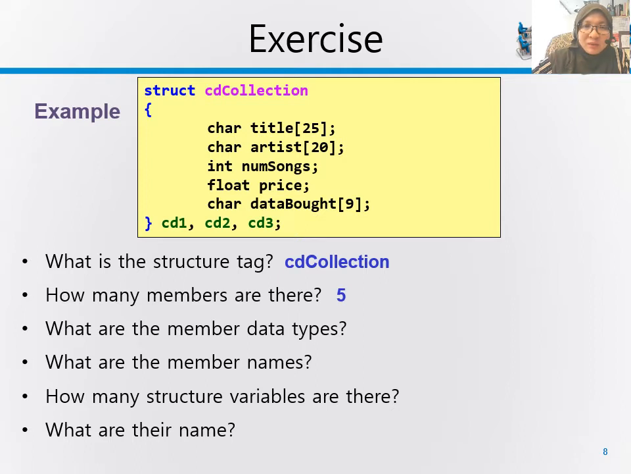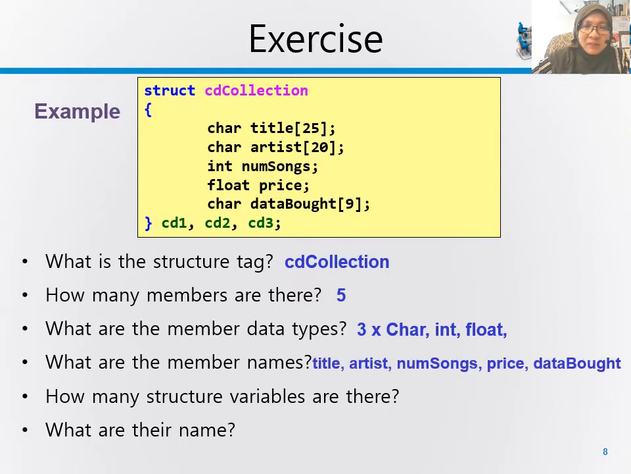What are the members' data types? Data types means types of the variables. We have 3 here. We have 3 character variables, that is the title, artist, and data bot. We have 1 integer, which is the num song. Then we have the float price. So we have 5 variables of types character, integer, and float. And what are the members' names? We have the title, the artist, num song, price, and data bot.